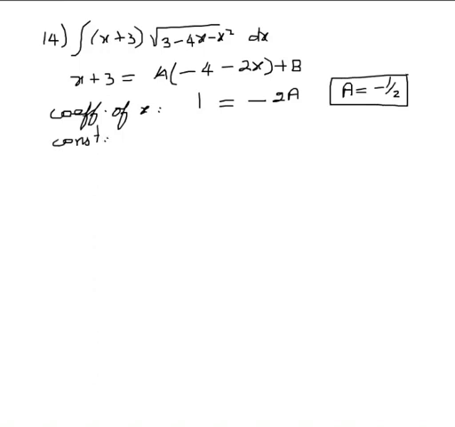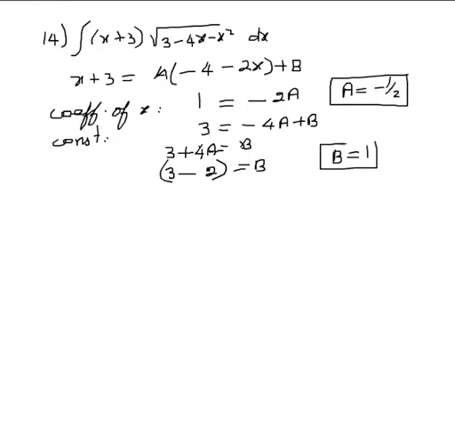Equate the constant terms. 3 is equal to, 2 constant terms are there, minus 4a plus b. b is 3 plus 4a, which is 3 plus 4 into minus half, which becomes minus 2. Therefore, b value is 1.